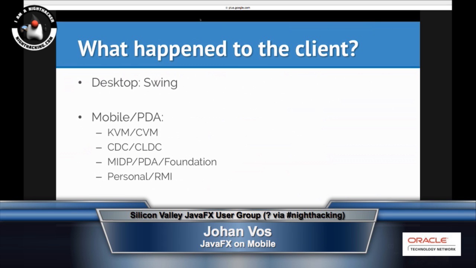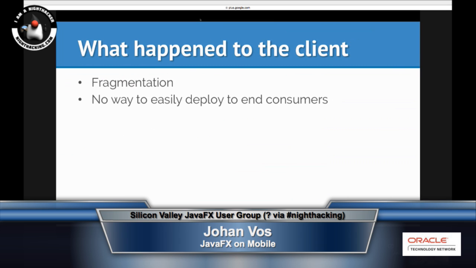They had CDC and CLDC, the Connected Device Configuration and the Connected Limited Device Configuration. On top of that, a number of profiles: MIDP, PDA, Foundation Profile, and then PersonalJava or My profile. If you put this in a four-dimensional matrix, it leaves the developer with a high number of potential end configurations. The result is that the client was very fragmented and not very attractive for Java developers to work on. On top of that, there was also no easy way to deploy your applications to end consumers. And that was a pity for Java developers.